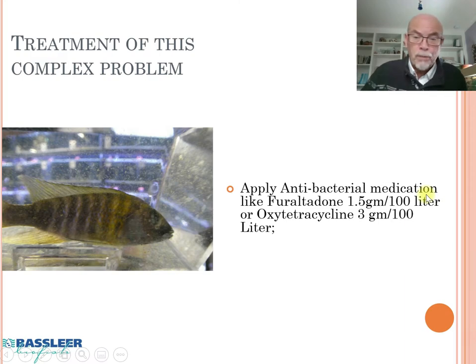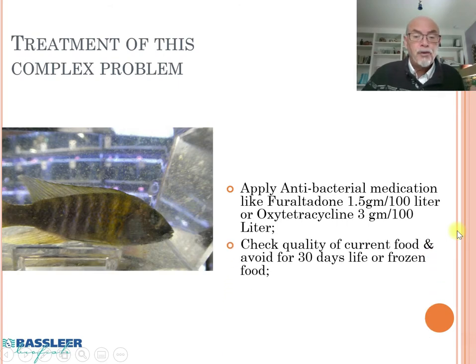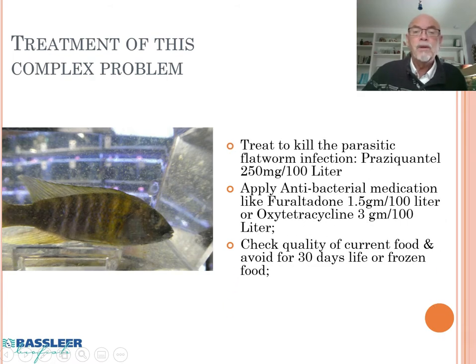The first thing you should do, apply an antibacterial medication like furaltadone, 1.5 grams per 100 liters, or oxytetracycline, 3 grams per 100 liters. Check for sure the quality of your food, frozen or fresh. And try to avoid feeding frozen or fresh food, fly food, during the next 30 days. Try to give granulate foods which are free of microbes.